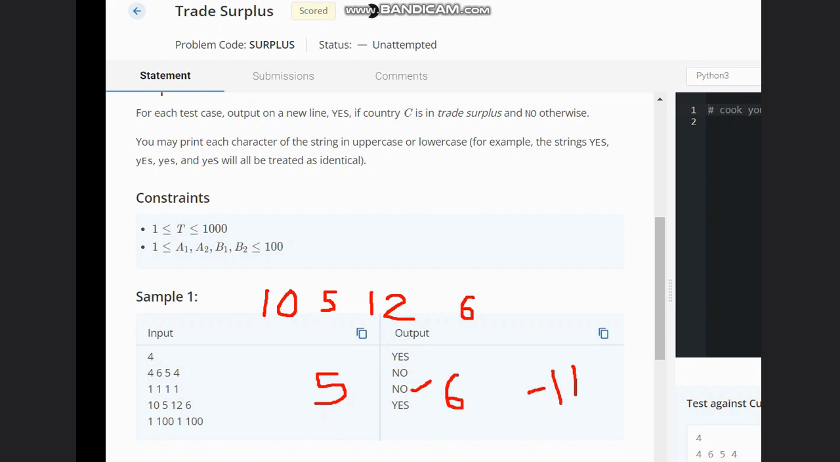So in all the cases you can observe that if our answer is negative, then we would output yes, else we would output no.